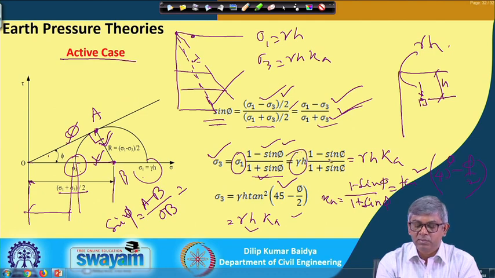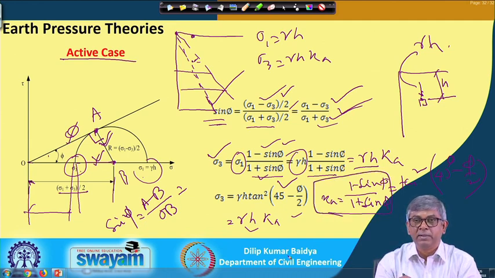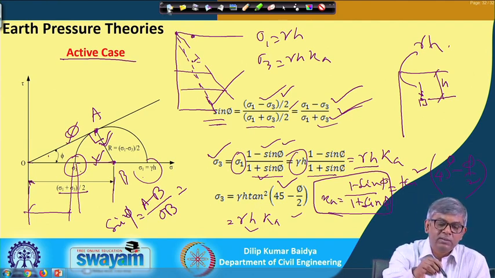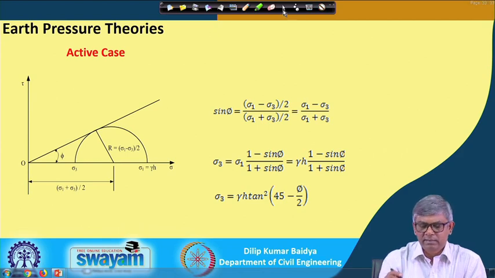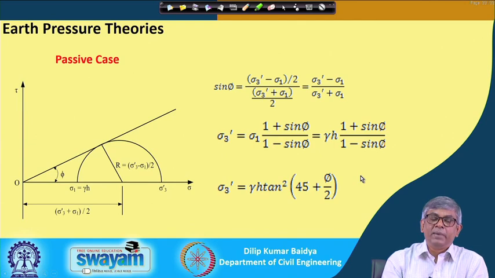So, gamma h into (1 minus sin phi) by (1 plus sin phi), or gamma h K_A, where K_A is nothing but (1 minus sin phi) by (1 plus sin phi). This K_A can also be expressed in terms of tan, that is tan square of (45 degrees minus phi by 2). So, this is actually your active case. Similarly, we can now consider the passive case.